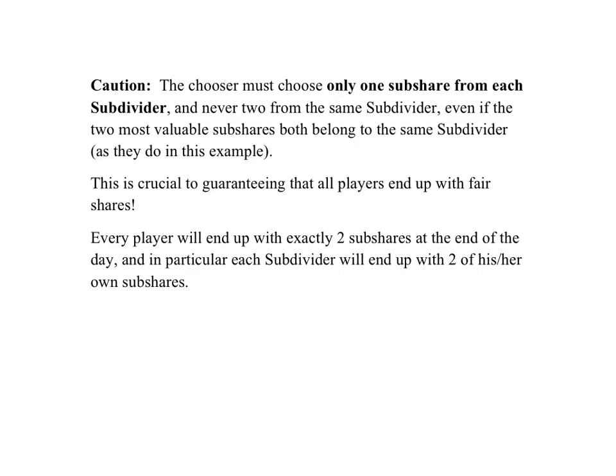In fact, this example was deliberately set up to illustrate this point. The chooser takes 1 subshare from each subdivider, and that's it. So in the end, each player ends up with exactly 2 subshares at the end of the day. Each subdivider ends up with 2 of his or her own subshares.